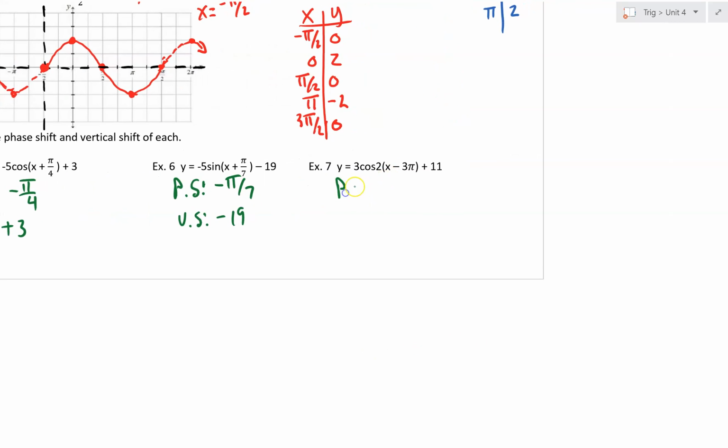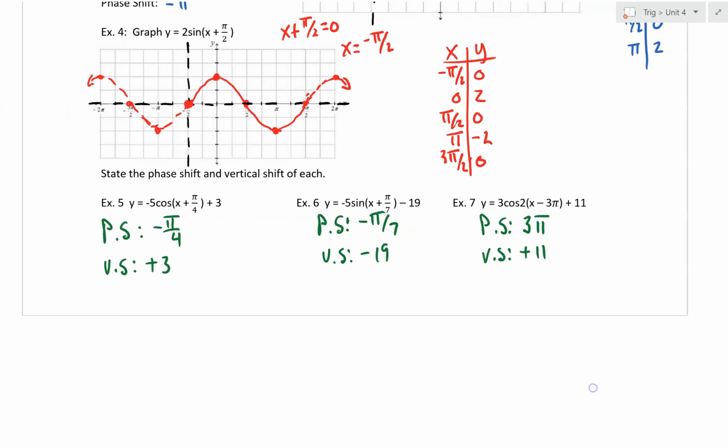And then the last one, phase shift. This one is saying it's going to be shifting by 3 pi, excuse me. And it's saying it's going to shift in which direction here? Well, it's going to be positive. So this one's going to say that we have a phase shift of 3 pi and then a vertical shift of plus 11. That's really all it is to vertical and phase shift.